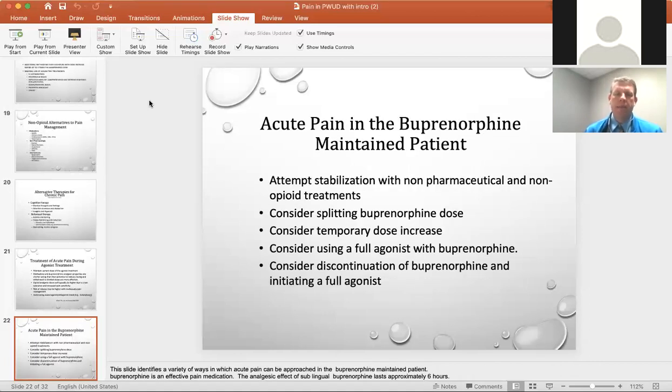All right, this is basically what I already went over. The current recommendations are to continue the buprenorphine. As I mentioned, you certainly can split the dose up, and consider adding other opiates if needed. Next slide.